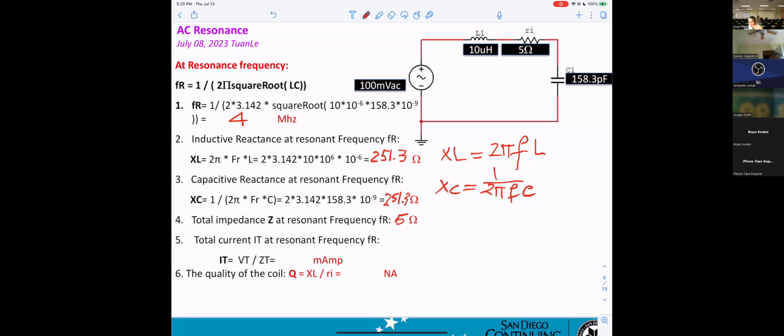The thing is, XL going up, XC going down. So that's why they cancel out. The leftover is only 5 ohms in the circuitry.